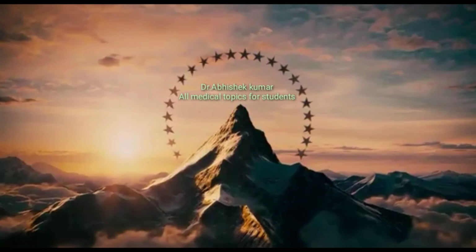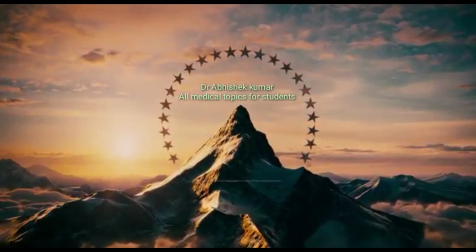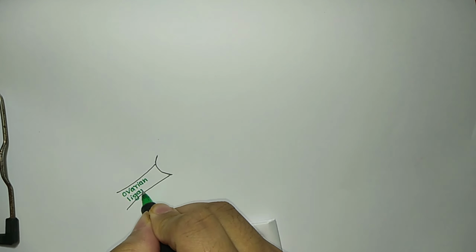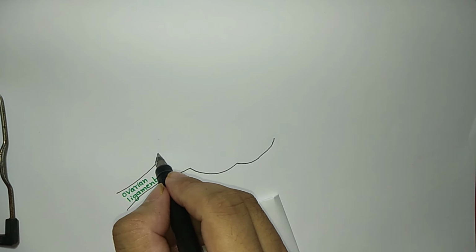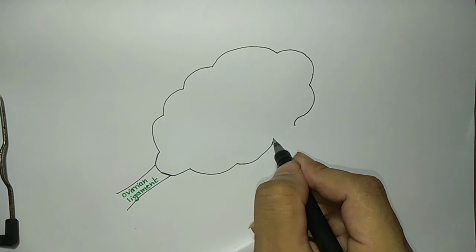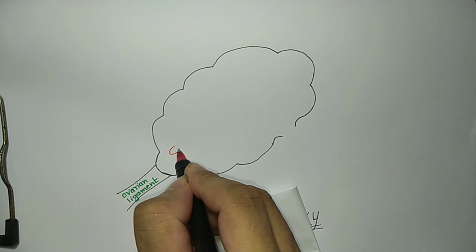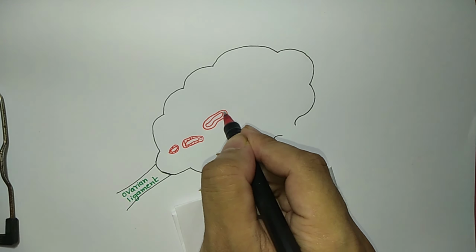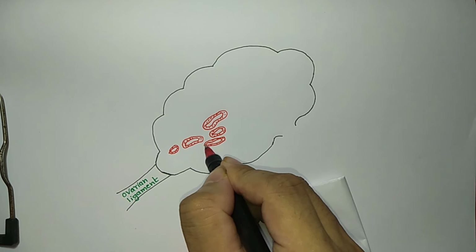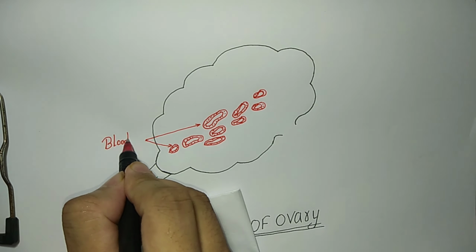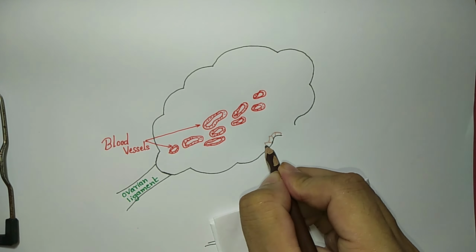Today we are going to learn about the histology of ovary. This is the ovarian ligament and this one is the longitudinal section of ovary, that is LS of ovary. And here a large amount of blood vessels are present in the medullary part, in the medulla. This one is a blood vessel.